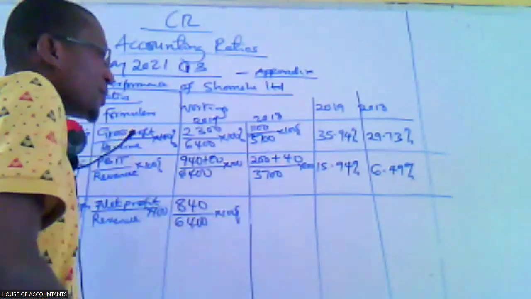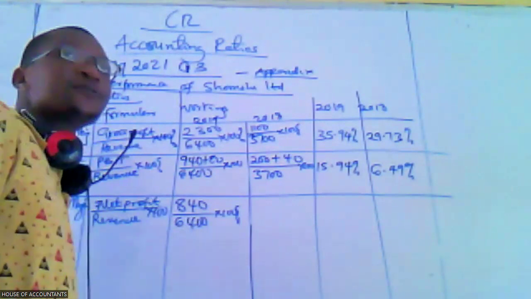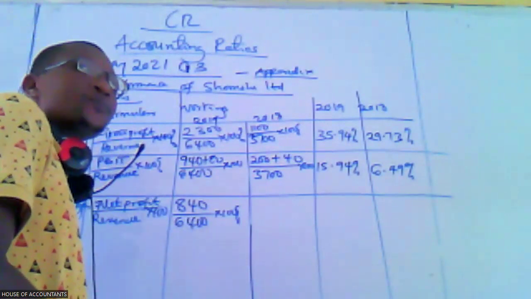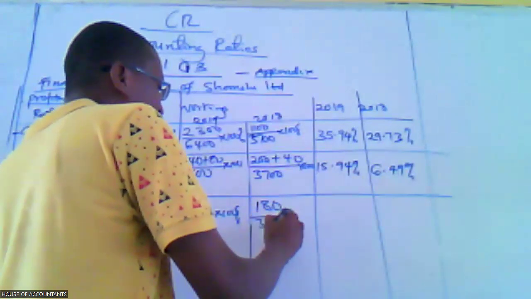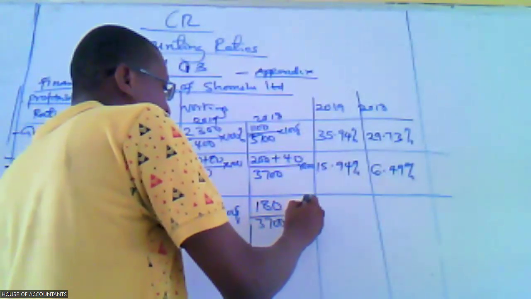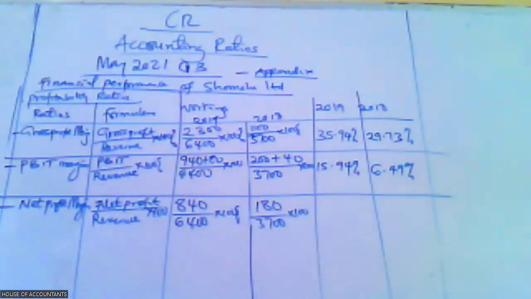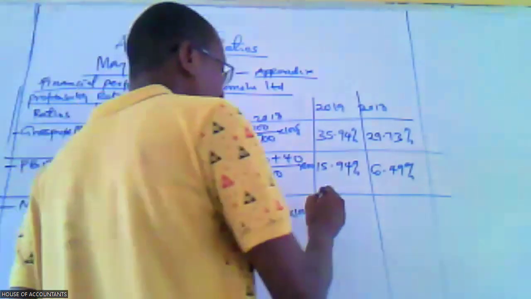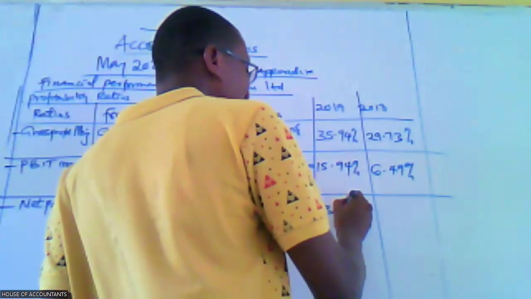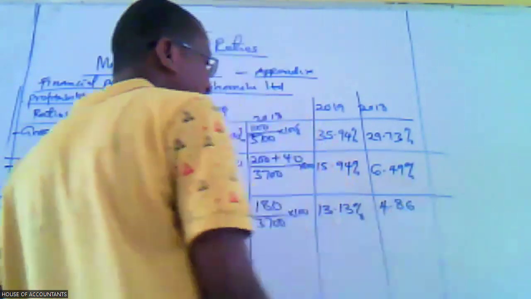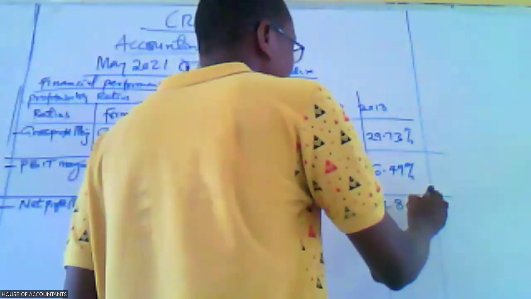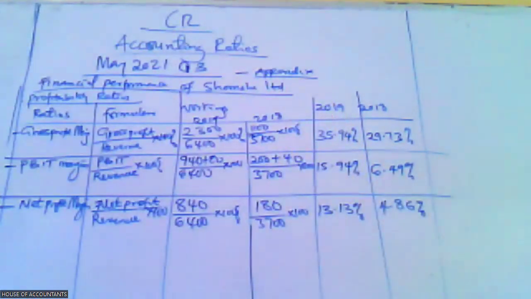This 2018, what's our net profit? 180 over 3,700 multiplied by 100%. What do we get? 13.13. 4.86. 4.86%. Are we good to go?